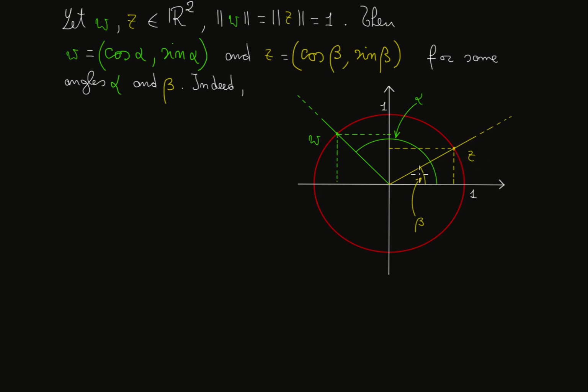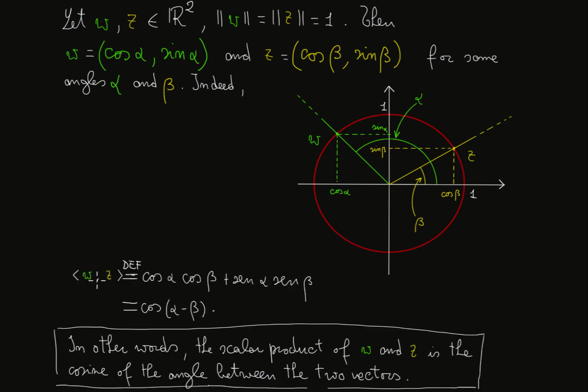So angle beta is marked in yellow in this case, and the cosine of beta is going to be the abscissa of Z, and the sine of beta the ordinate of Z. Sine beta, cosine alpha, sine alpha.